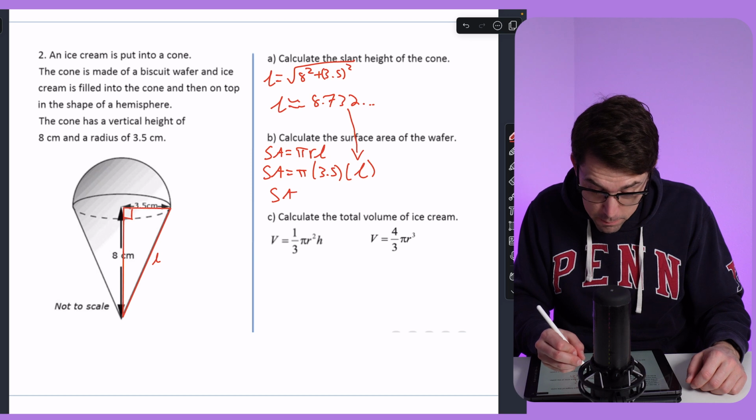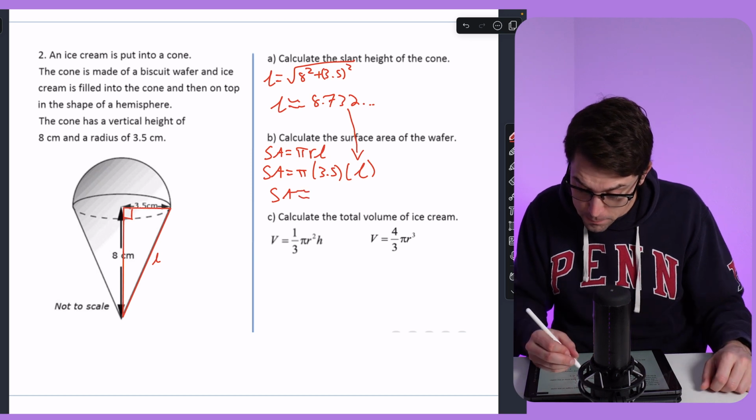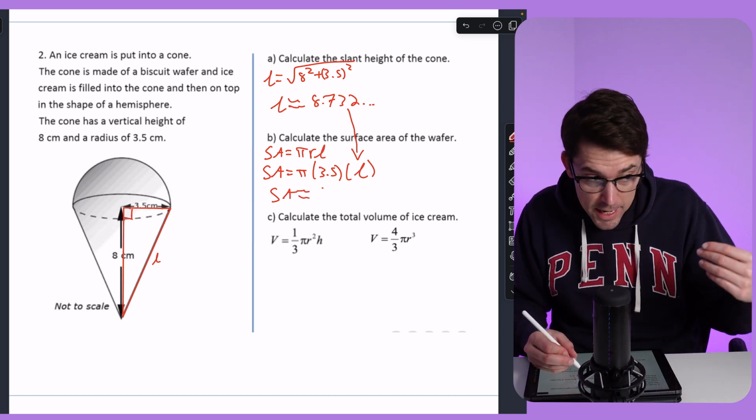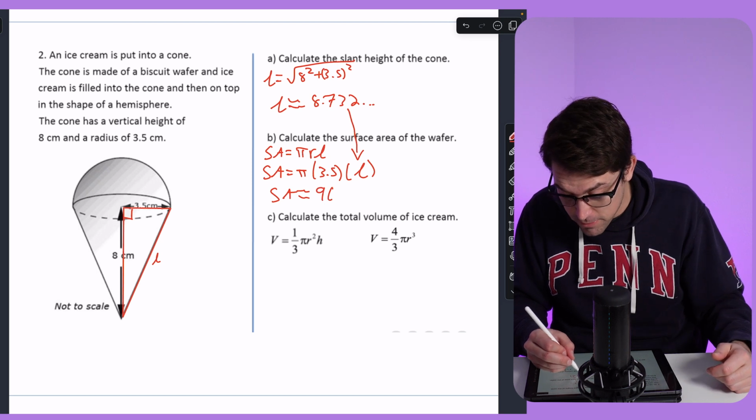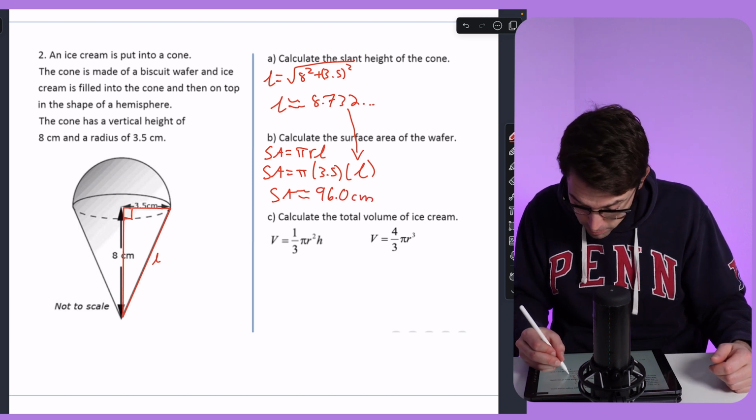I will go ahead and find the surface area. I'm going to just keep that in 3 significant figures. I'll have 96.0 square centimeters.